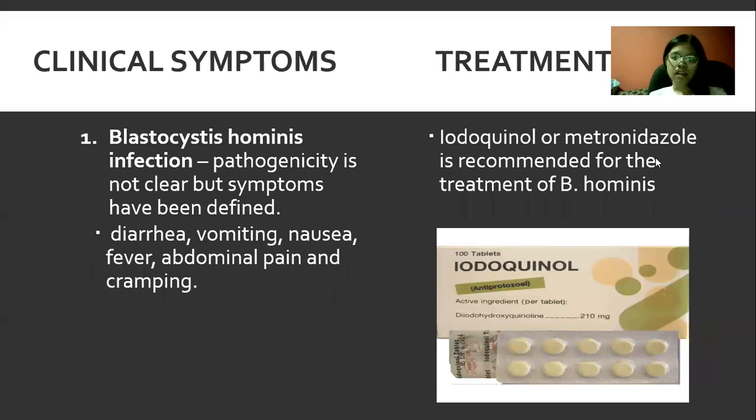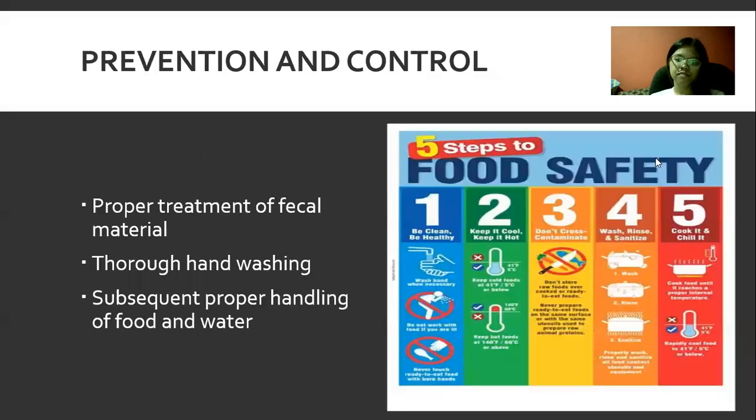Next, for clinical symptoms, the infection is known as Blastocystis hominis infection. The pathogenicity is not clear, but symptoms have been defined. Patients usually experience diarrhea, vomiting, nausea, fever, abdominal pain, and cramping. The treatment that can be used is either iodoquinol or metronidazole. For prevention and control: proper treatment of fecal material, thorough hand washing, and subsequent proper handling of food and water.